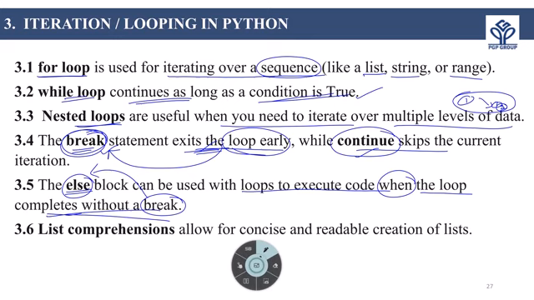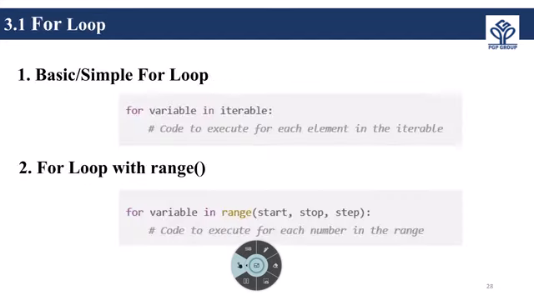Clear? List comprehension allows for concise and readable creation of lists. So when we are creating lists, it keeps them readable and concise. When we use list comprehension, it allows for concise and readable creation of lists. Clear? These are the definitions. So see, for loop.